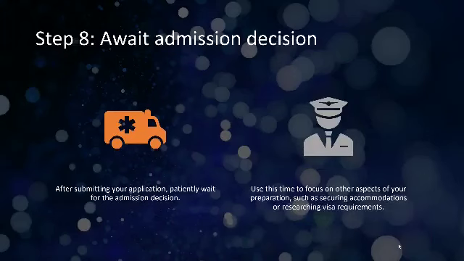Yeah, so after you've submitted your application and you have done your part, then you can now await admission decisions. After submitting your application, patiently wait for the admission decisions. Use the time to focus on other aspects of your preparation, such as securing accommodations or researching visa requirements, which is important. Meanwhile, even when one university is considering your admission, you can apply to as many universities as you want.